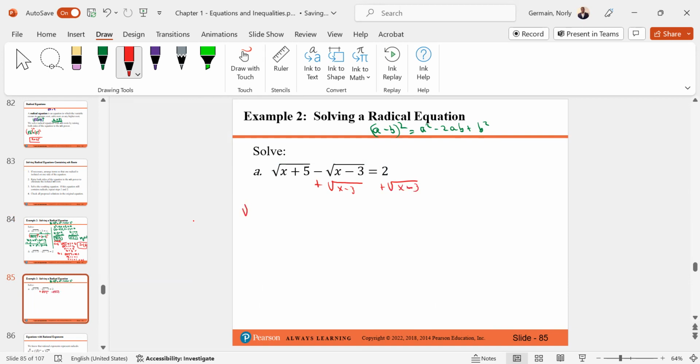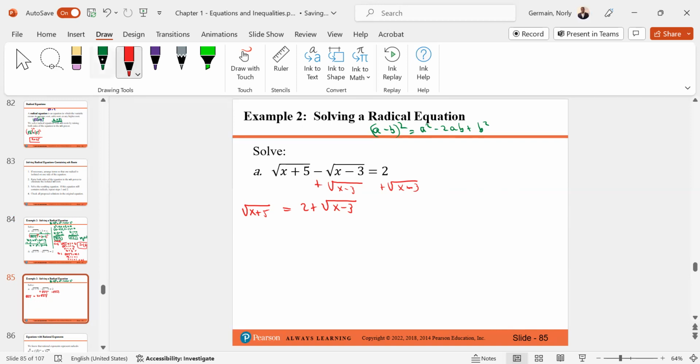Okay, so we end up having square root of x plus 5 equal 2 plus square root of x minus 3. So what we do, first of all, we isolate the radical on one side. Because we have two of them, we need to isolate one of them, right? Now, second of all, we need to square the expressions on the right and the left of the equation to power 2.